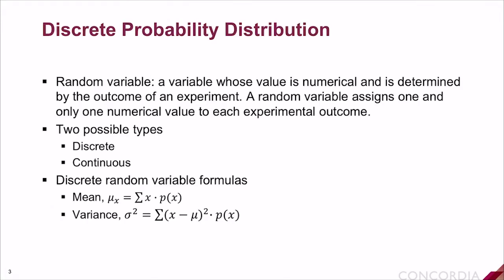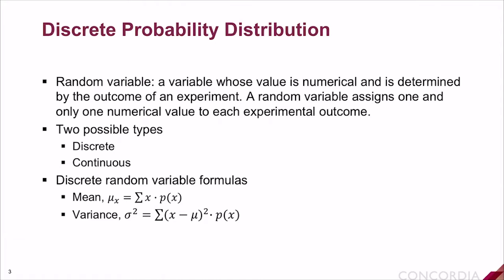Discrete Probability Distributions. We'll begin by looking at the definition of a random variable. A random variable is a variable whose value is numerical and is determined by the outcome of an experiment. A random variable assigns one and only one numerical value to each experimental outcome. It's important to understand that there are two types of variables. The first one is discrete and the second one is continuous.